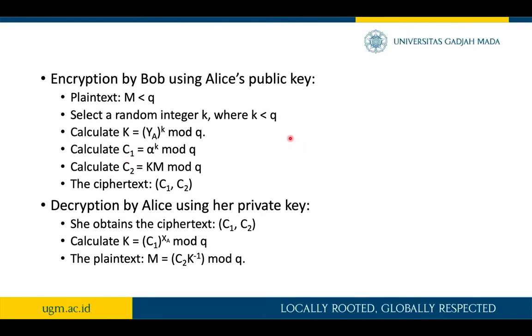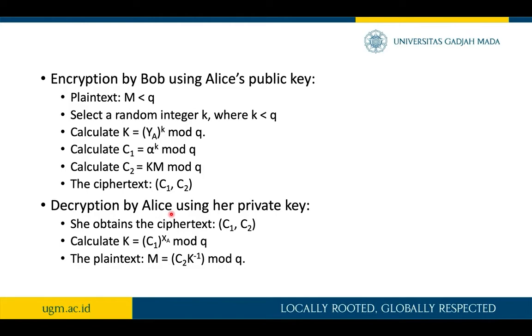The encryption by Bob using Alice's public key. Again, the purpose here is confidentiality, in which the sender uses the receiver's public key to encrypt the message. We select here a random integer k. k is less than Q, and then we calculate K. K is YA to the power of k modulo Q. This is a random integer once again, and lowercase k here is different from capital K here. So capital K is YA to the power of lowercase k modulo Q. Then we calculate C1, alpha to the power of k modulo Q, and C2, K times m modulo Q. The ciphertext here consists of C1 and C2.